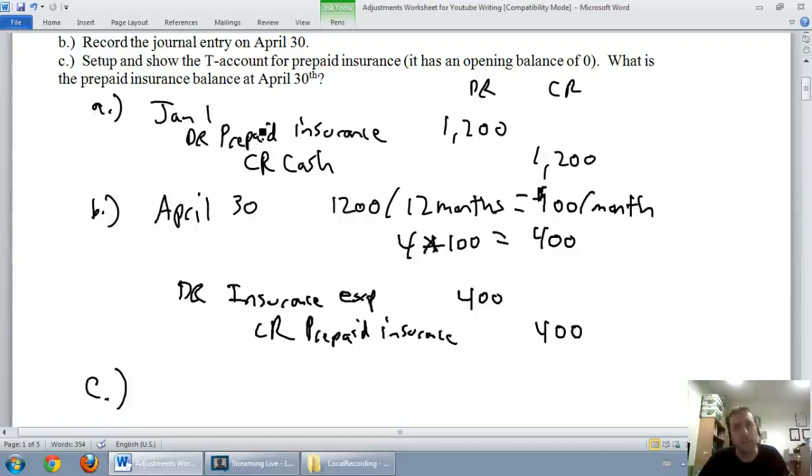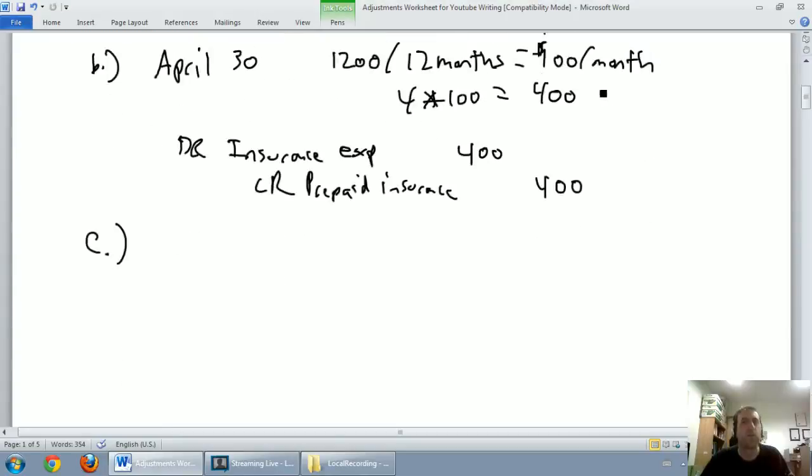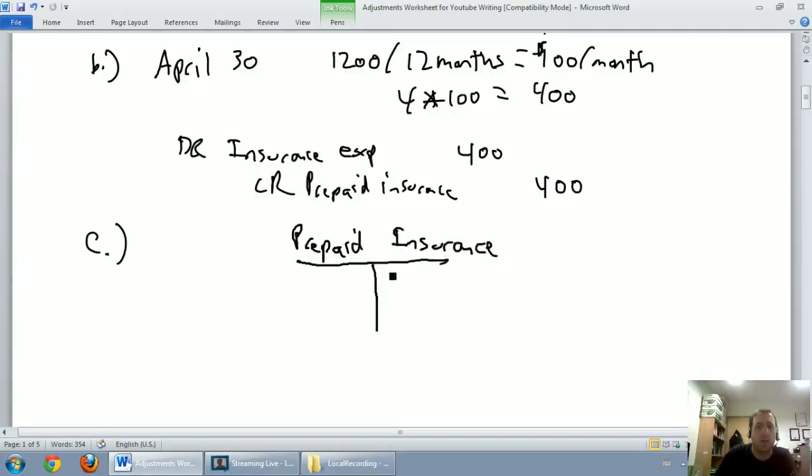C says, set up and show the T account for prepaid insurance. It has an opening balance of 0. What's the balance on April 30th? Basically, they're saying, how much insurance do we have left on April 30th? We can do this a lot of ways, but I'll do it the way they've suggested. So here's a T account for prepaid insurance. Again, a T account is just a T with the name of the account on top.